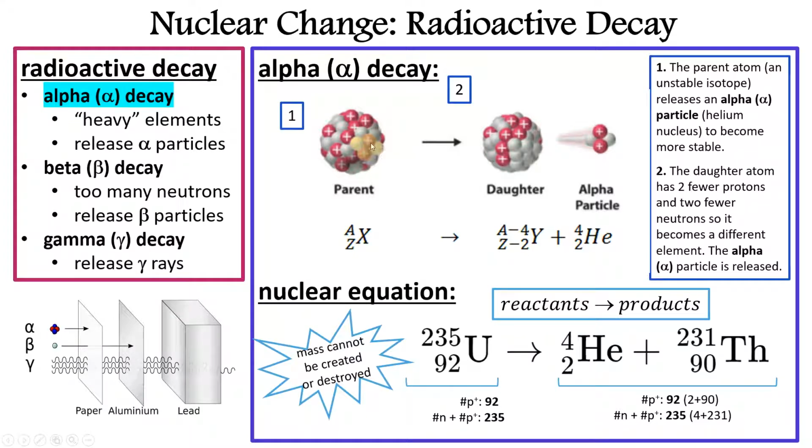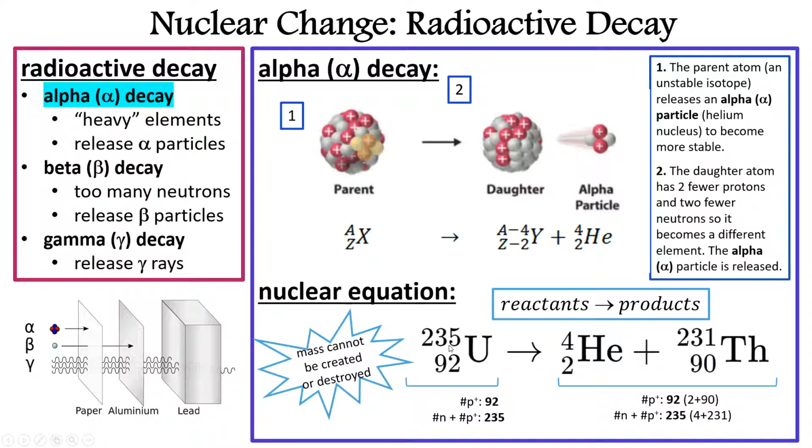Basically, in alpha decay, that alpha particle will spontaneously be released from your parent atom, and the daughter atom then is a more stable atom, and it has 2 fewer protons and 2 fewer neutrons than the parent, so it's actually become a different element, which, remember, nuclear change is all about atoms changing their element. We can model it with a nuclear equation.